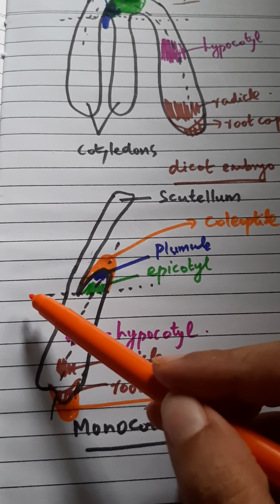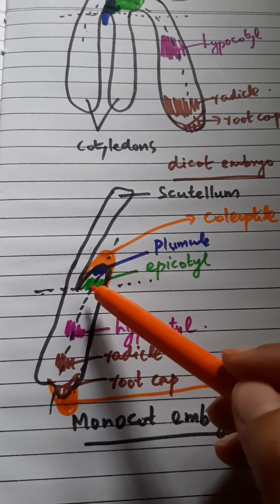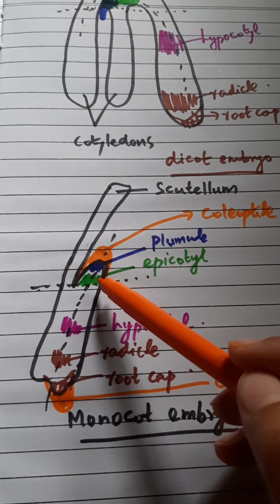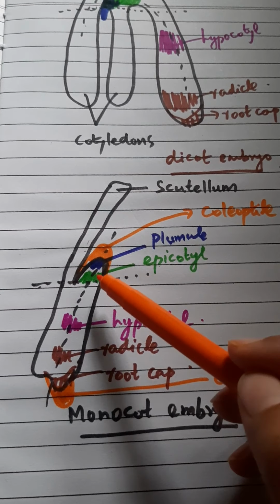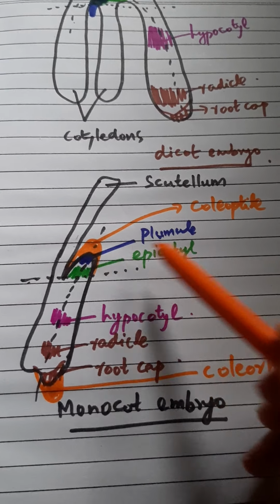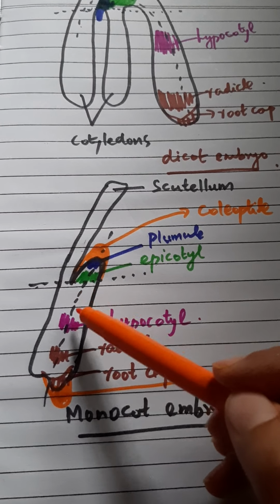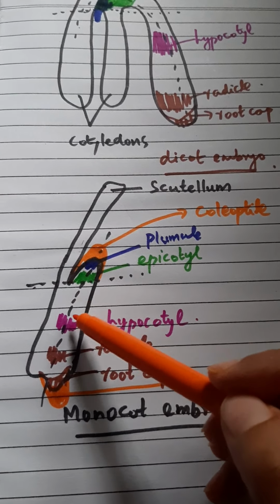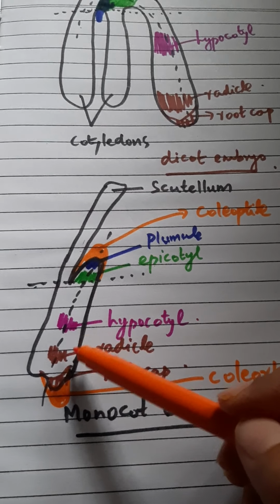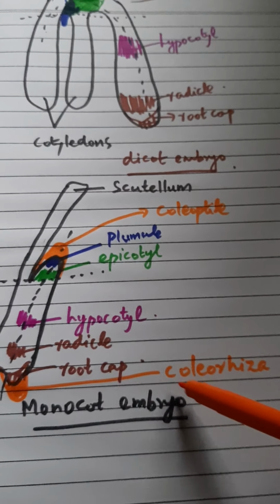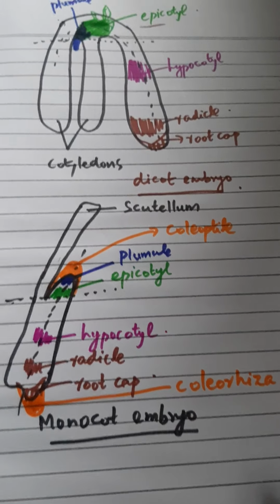The part of the embryonal axis above the level of attachment of cotyledon forms the epicotyle tissue that terminates in plumule. Plumule is covered with coleoptile. The part of the embryonal axis below the level of attachment of scutellum is called the hypocotyle, that terminates in radicle and is covered by coleorhiza.